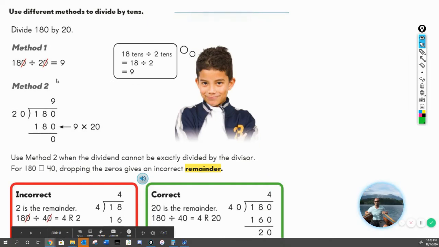Now, when you're dividing by tens, I really like doing method 1. I've talked about that before, that trick of eliminating a 0 in each one, and you can do 18 divided by 2 is 9, or you could actually do method 2 and do all of the long division. All right, take a look at this, read it, pause it if you need to.